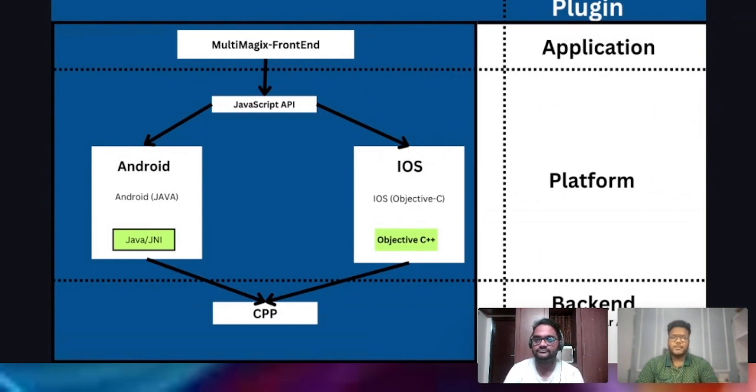Through the Multimagix front end we will first communicate with the JavaScript API, and then through the JavaScript API we talk to the native modules, like Android and iOS. Inside the Android platform, what is necessary for us is that we have to implement our backend code in C++, right? So that is why we added an extra layer in Android, that is Java or JNI.